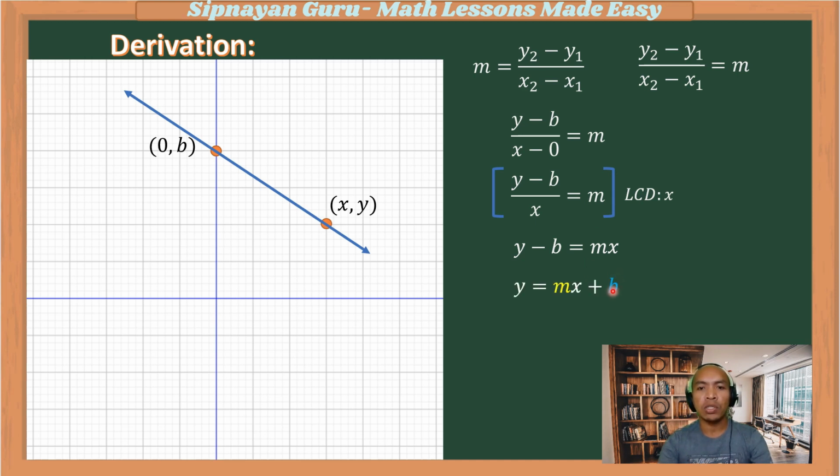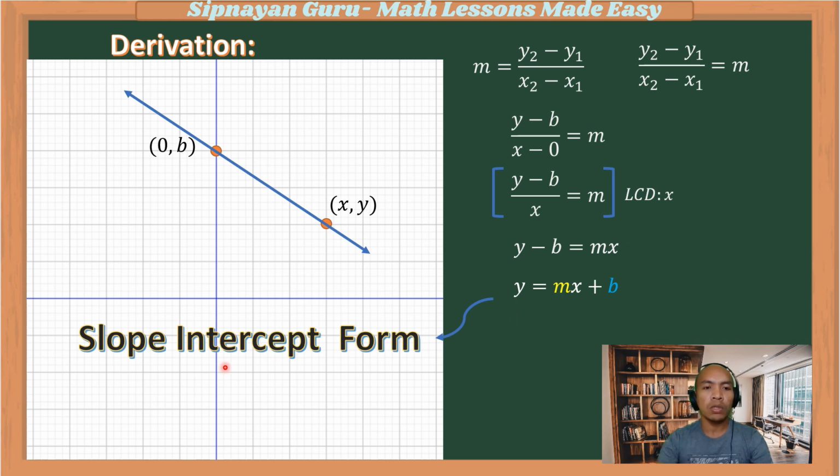Now rewrite the equation by the addition property of equality. We can transpose this b to the right side of the equation, so our equation becomes y = mx + b. This equation is the so-called slope-intercept form, or the y-form, of the equation.